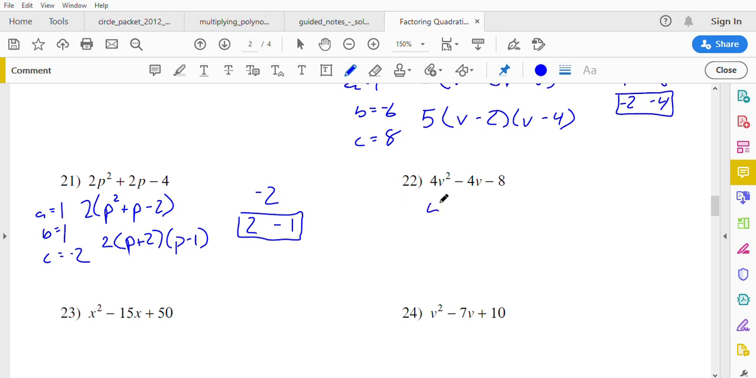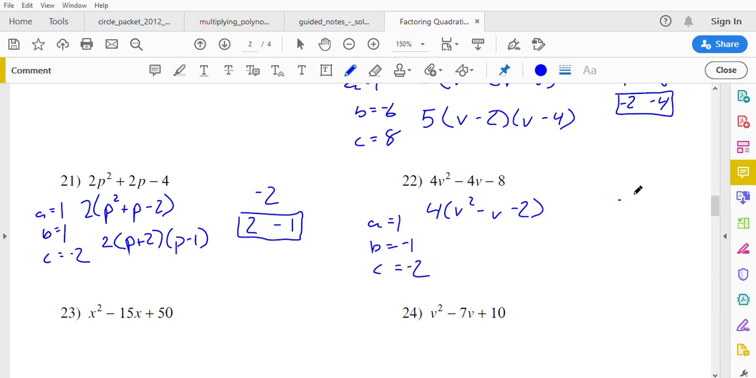Over here, we're factoring out a 4. 4 divided by 4 is 1, which is good. Negative 4 divided by 4 is going to be negative 1. And negative 8 divided by 4 is going to be negative 2. So A is equal to 1. B is equal to negative 1. Don't forget the negative sign. And C is going to be equal to negative 2.